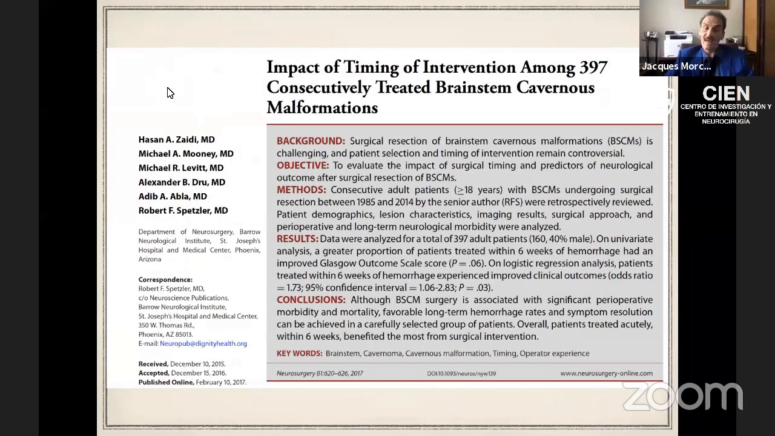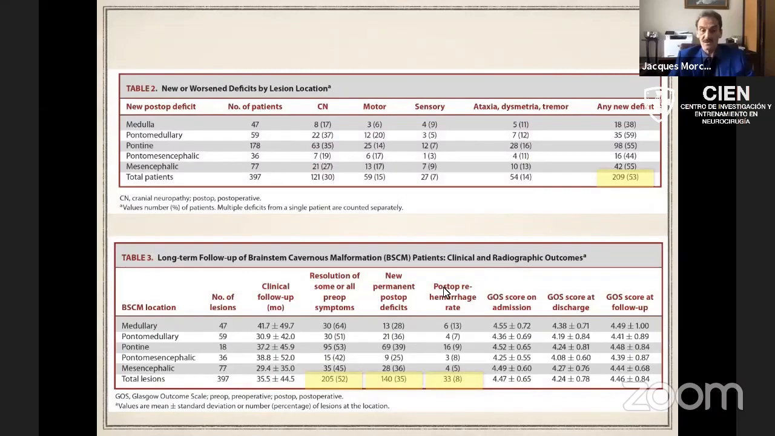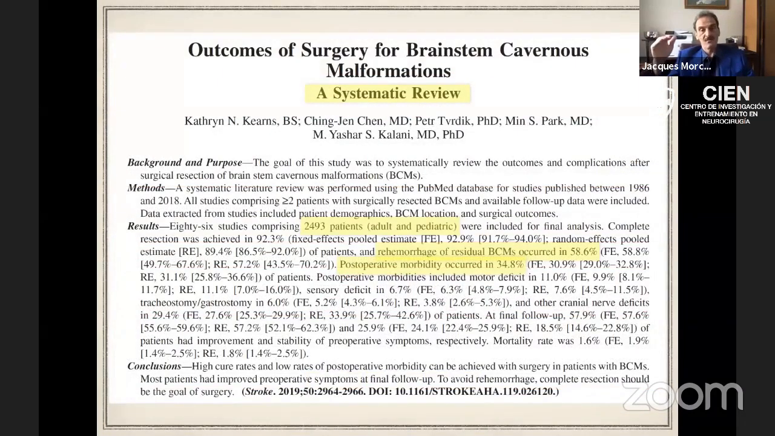Bob Spetzler probably has the largest series published to date that I'm aware of. The last paper was 397 cases, but even in the hands of a master, the morbidity is not low. New permanent post-op deficits in 35% of the cases, resolution of pre-op symptoms in half the patients, post-op hemorrhage in about 8%, and any new deficit in about 53%, which is why, of course, this topic is important to be dealt with at a very, very detailed level.